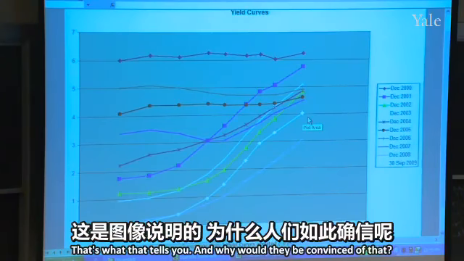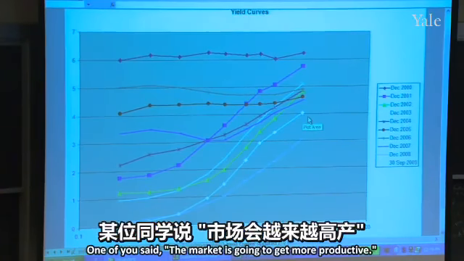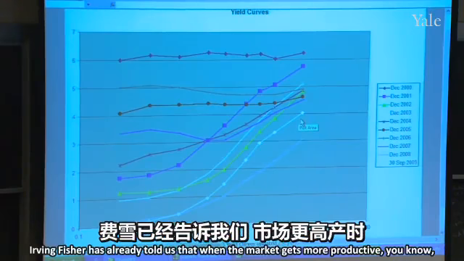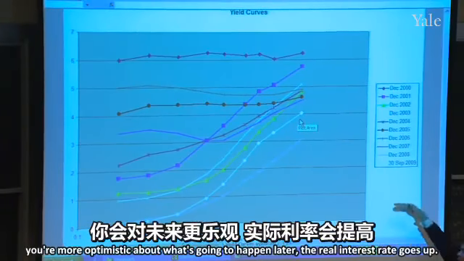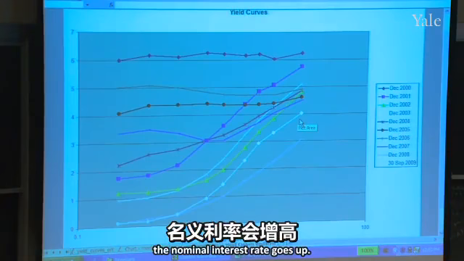And why would they be convinced of that? Well, for the two reasons that you gave at the beginning. One of you said the market is going to get more productive. Irving Fisher has already told us that when the market gets more productive, you're more optimistic about what's going to happen later, the real interest rate goes up. And if inflation's constant, the real interest rate goes up, the nominal interest rate goes up.